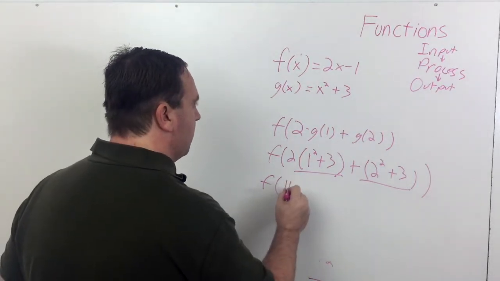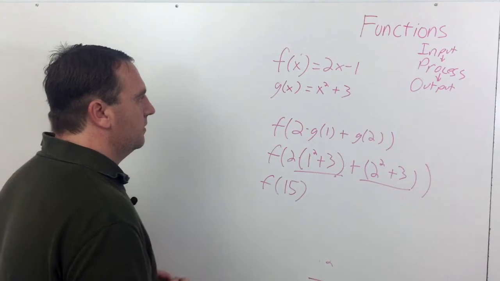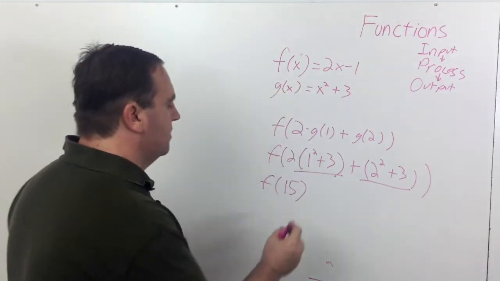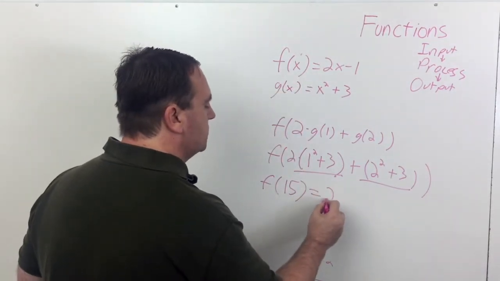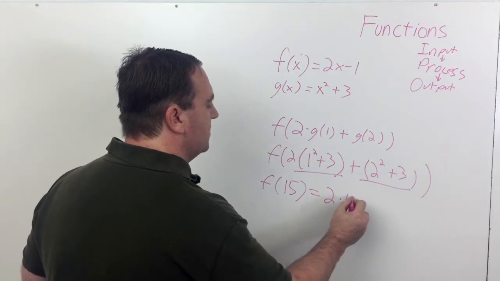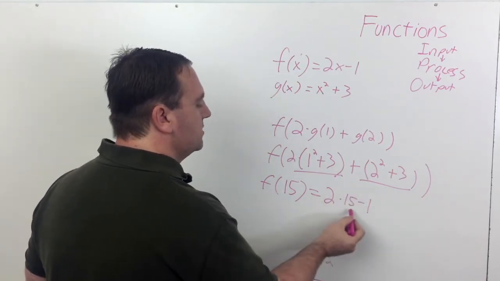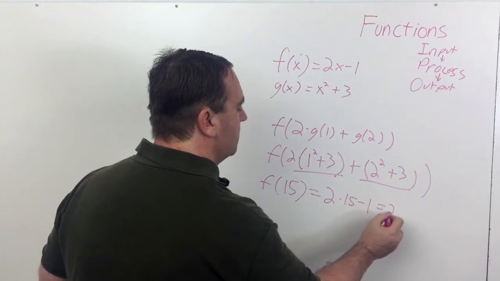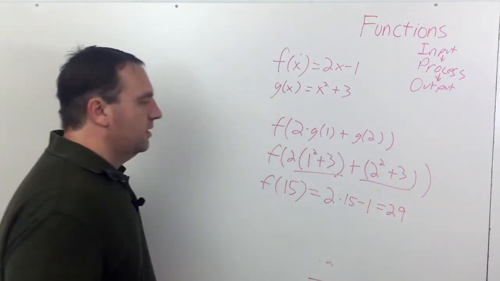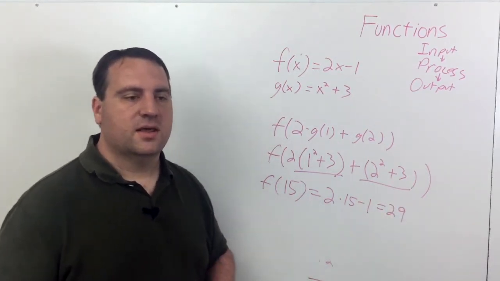So we need an f of 15. Okay, so f of 15 is equal to 2 times 15 minus 1. This is 30, minus 1 is 29. Okay, so these machines can get as complicated as you want.